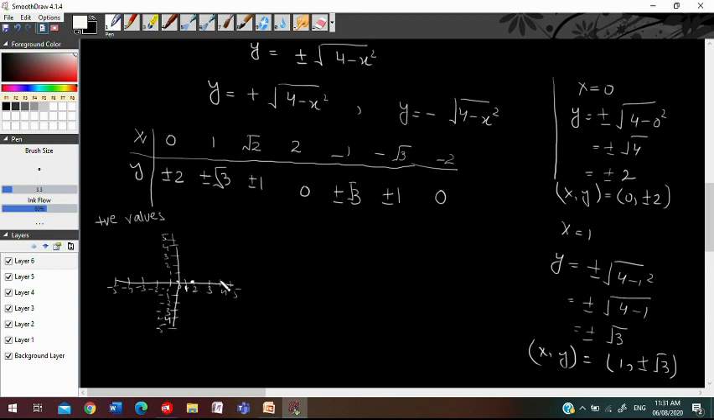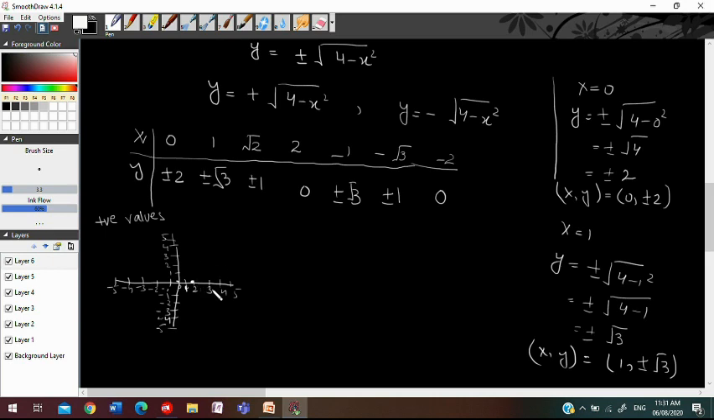At this moment you just ignore these negative values. I'm here talking about these, these are all positive values. Okay, at the moment you just ignore all these negative values. For 0 we have +2, this one. For 1 we have under root 3.